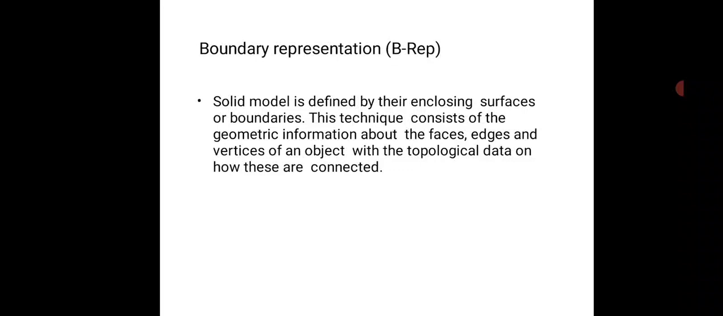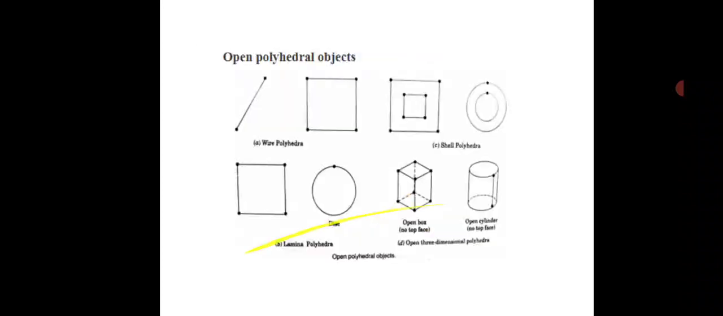Each face is bounded by edges and each edge is bounded by vertices. Thus, topologically, a boundary model of an object is comprised of faces, edges, and vertices of the object linked together in such a way as to ensure the topological consistency of the model.